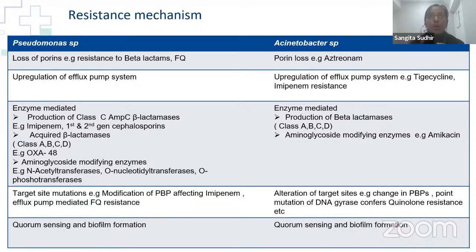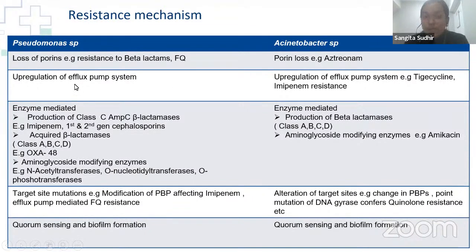You may know the porins are channels through which the antibiotics can enter into the organism. So when there is a loss of these porins, the antibiotics cannot penetrate through and the bacteria can survive. For example, beta-lactams and fluoroquinolones face this issue for Pseudomonas and Acinetobacter.